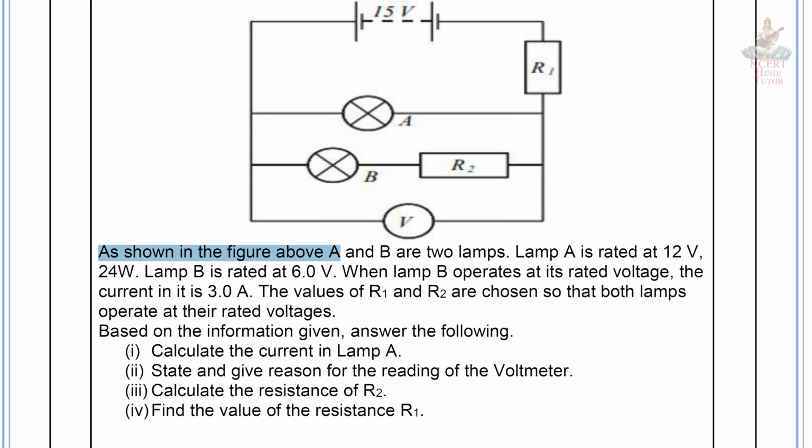As shown in the figure above, A and B are two lamps. Lamp A is rated at 12 volt, 24 watt. Lamp B is rated at 6 volt. When lamp B operates at its rated voltage, the current in it is 3.0 ampere. The values of R1 and R2 are chosen so that both lamps operate at their rated voltages. Based on the information given, answer the following.